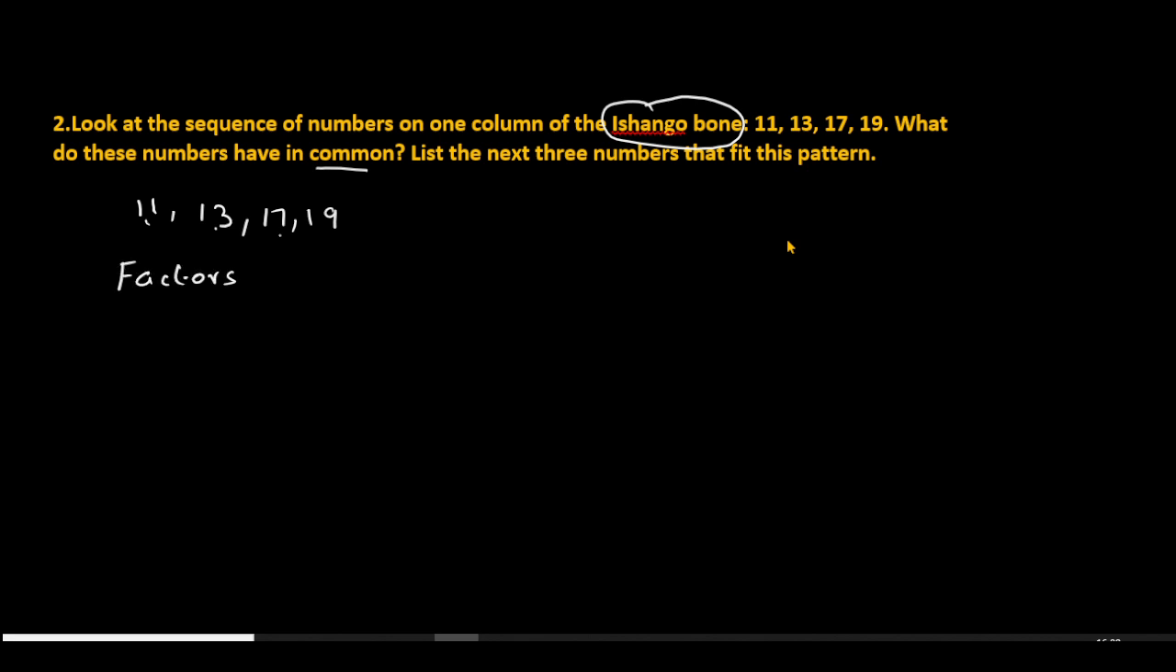You know factors. What are the factors of 11? 1 into 11, only 11. You cannot get any other number. 13, again 1 into 13, only 13. No other numbers will give 13 as a product. So 17, 1 into 17. For 19 also, 1 into 19.